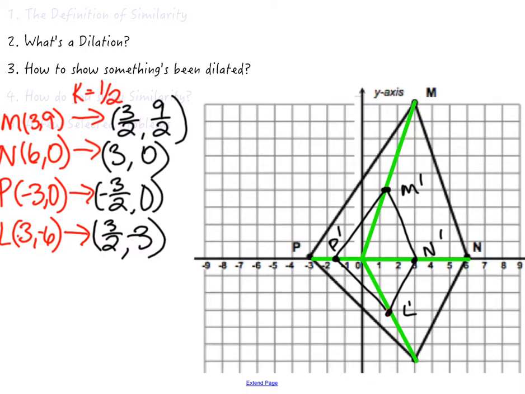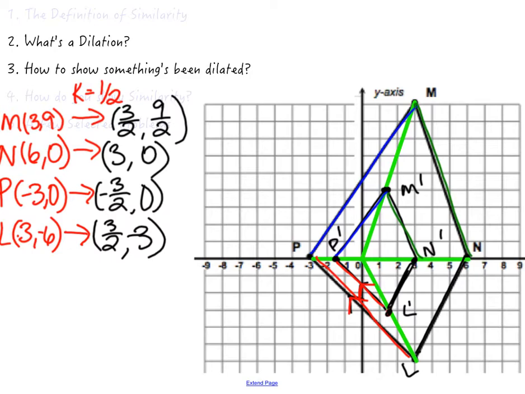Okay, so now that we have this marked, we need to notice that these lines here are parallel. So P to L and P prime to L prime, these two lines that run here are going to be parallel to each other. And then P prime to N prime, and then P to M. All of your lines should run parallel to each other. So that's certainly one way we can talk about dilations. Are there others?